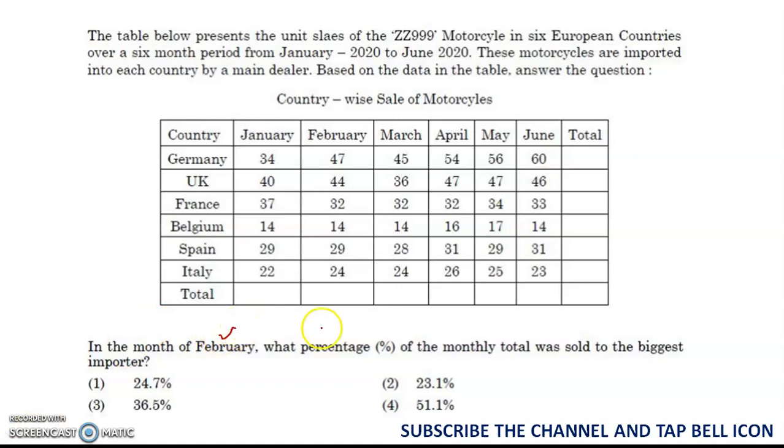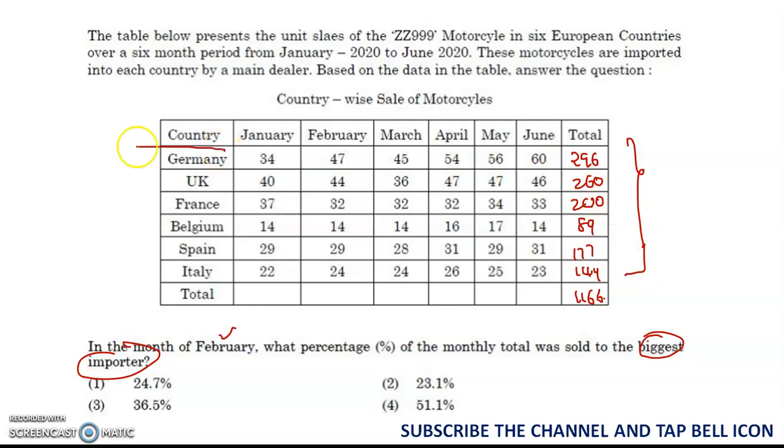In the month of February, what percentage of the monthly total was sold to the biggest importer? Okay, biggest importer. Coming to Germany, we calculated the values: here it is 296 and 260 and 200, 89, 177 and 144. So it is 1166, right? Now they are asking the biggest importer. If you look at these figures, which one is the biggest importer here? Germany is the biggest importer. Why? Because 296 is the highest value compared with all other countries.